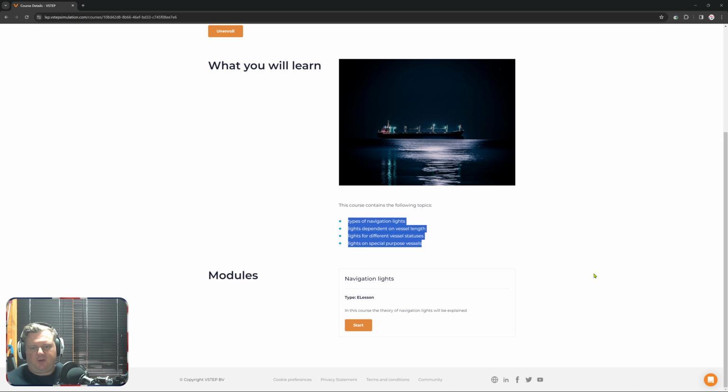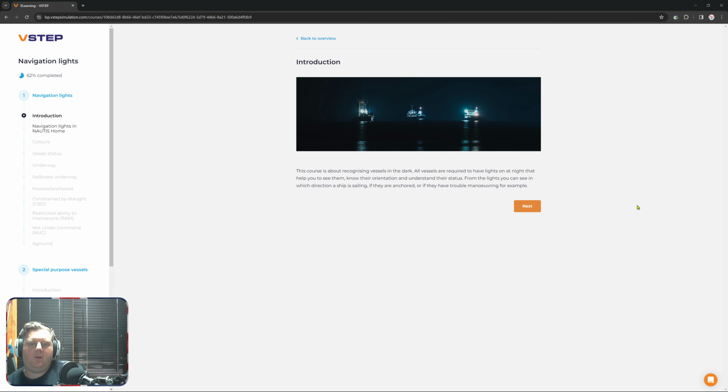Types of navigation lights. Lights dependent on vessel length. Lights for different vessel statuses. Lights on special purpose vehicles. Let's go. This course is about recognizing vessels in the dark. All vessels are required to have lights on at night that help you to see them, know their orientation and understand their status. From the lights, you can see in which direction a ship is sailing, if they are anchored or if they have trouble maneuvering, for example.